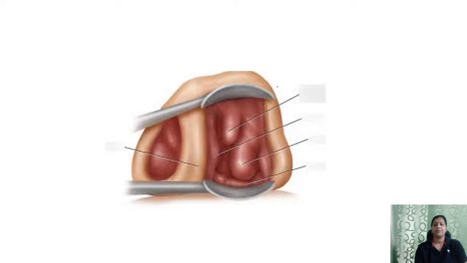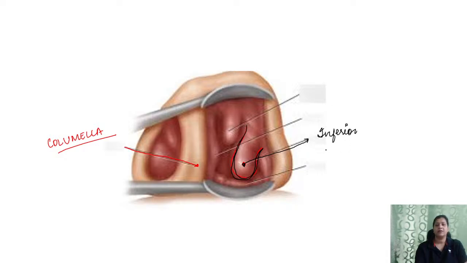Let us label it. Okay, so one by one, the structure that has been pointed here, what is this? This is called the columella. So this is the columella of the nose. Now, all of you can see here, there is a prominent projection in the lateral wall of the nose, present inferiorly. What will this be called? This is your inferior turbinate.